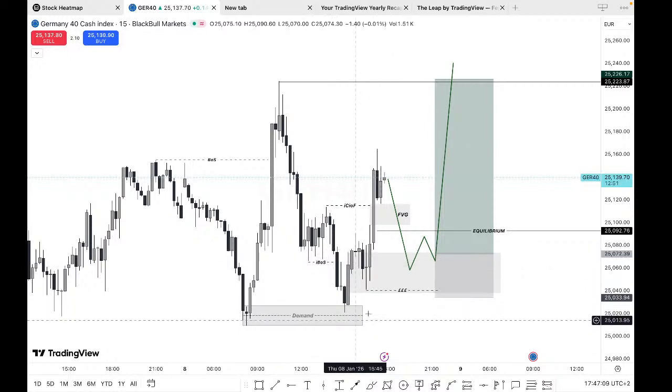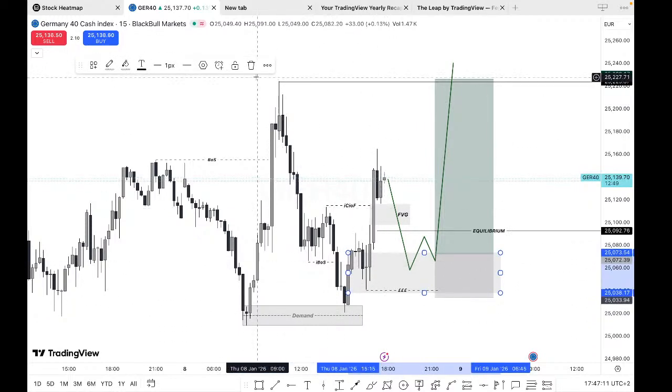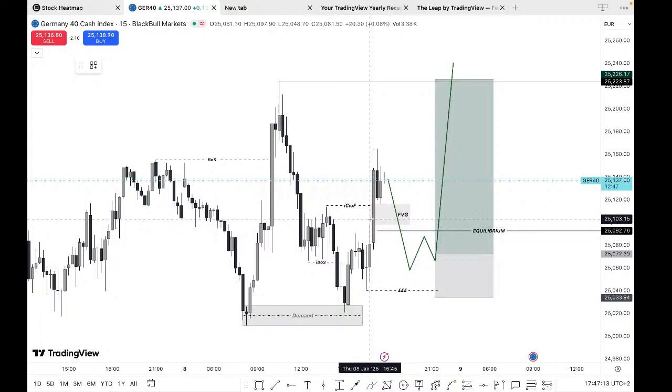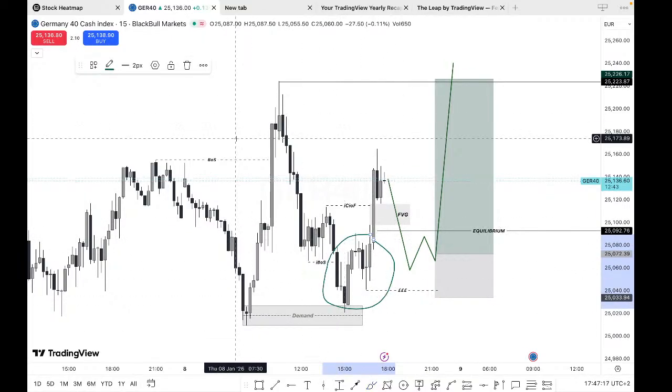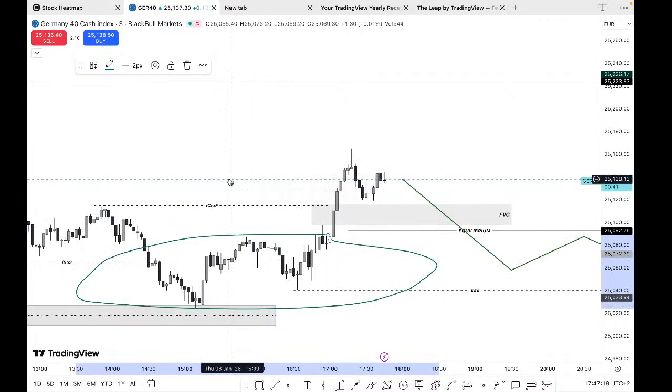Because this had already left us. Let me show you something on a lower time frame. Let's look at this area here on a lower time frame. Let's go there, 3 minutes. I want to show you something.